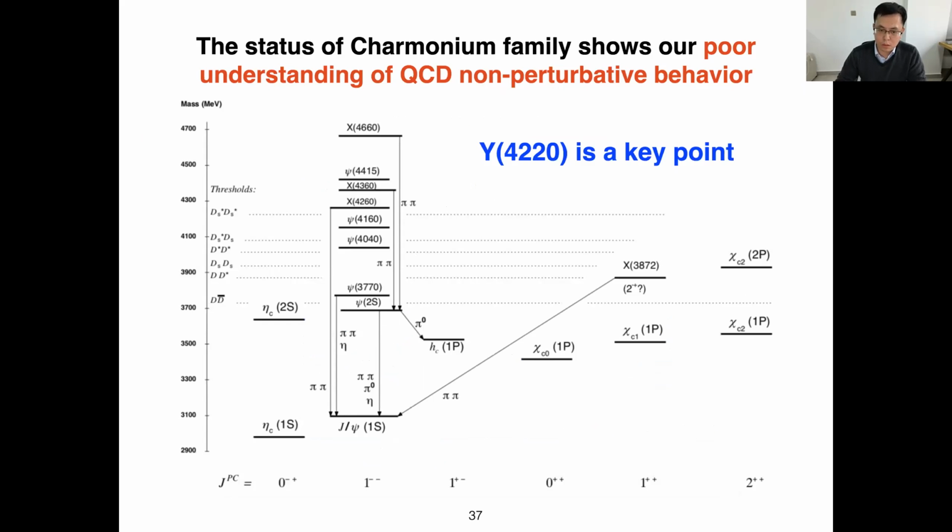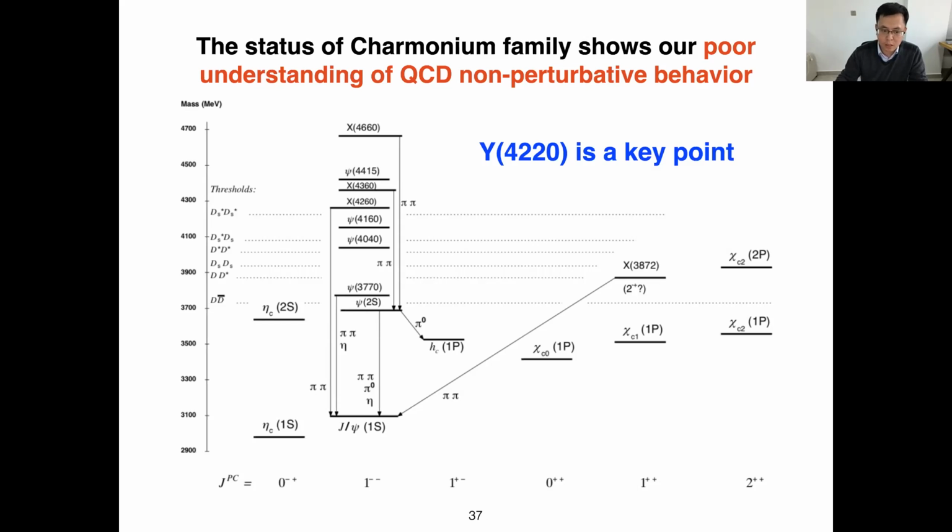I want to indicate another point: the Y(4220) is a key point to construct the J/psi family. We know that there exist many charmonium states. In this slide, I show many charmonium states reported by the experiment. But till now, we still did not establish the J/psi family. It's established for the charmonium below 4.44 GeV.